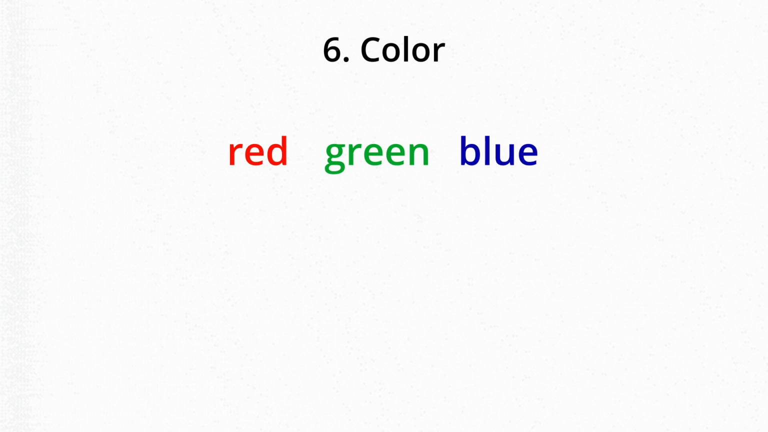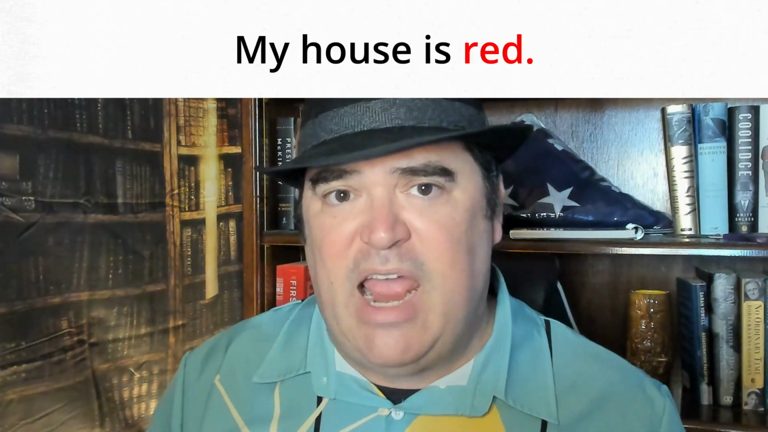Next, we have color. Of course, red, green, blue, car. The car is red. Here's the thing about color. When you say the color of something, don't say the word color. Don't say, my house is red color. Just say, my house is red. In English, we don't need to add the word color. In some languages, you do, and that's okay for those languages. But in English, it sounds a little strange.